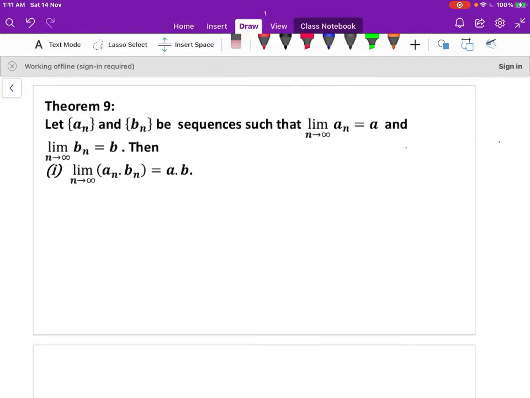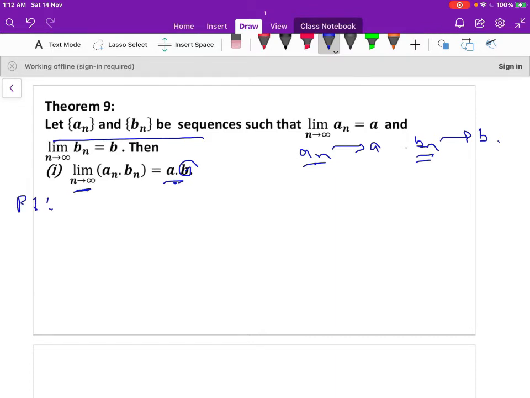Now let us move to the next theorem. Let a_n and b_n be two convergent sequences. a_n converges to A and b_n converges to B. Then you have to prove that the limit of the product of the two sequences a_n and b_n as n tends to infinity is equal to A times B, where A is the limit of the sequence a_n and B is the limit of the sequence b_n. Let us move to the proof of the theorem.